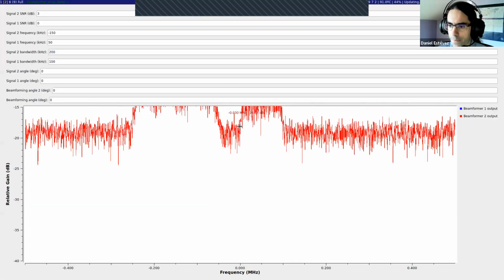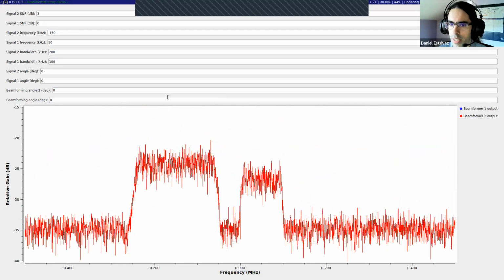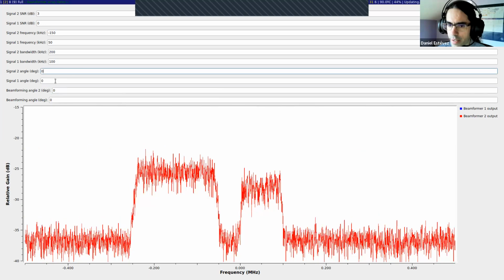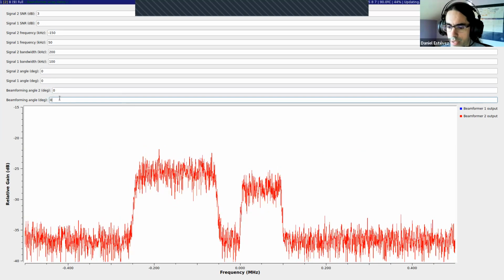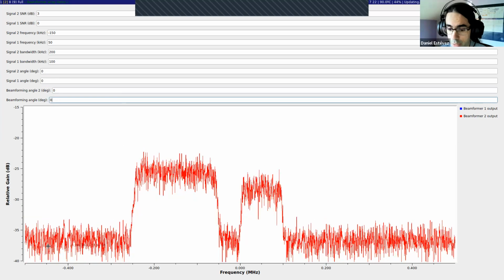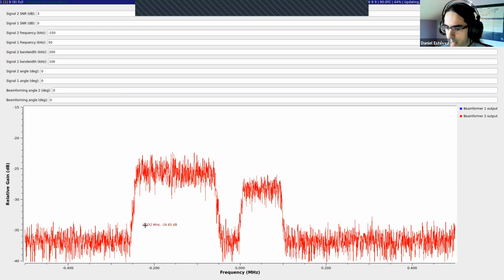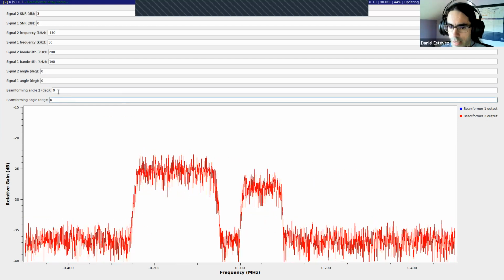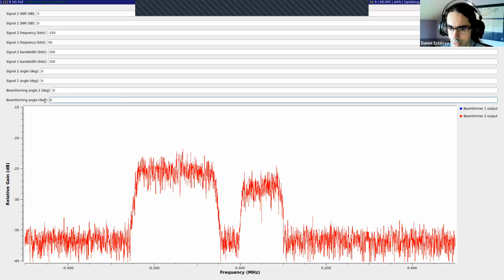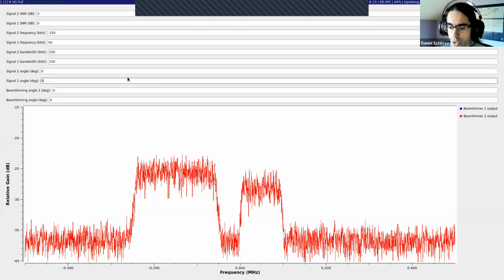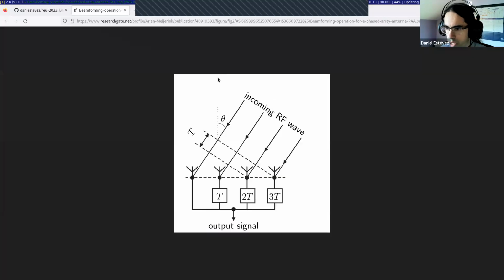So if I run this at the moment, all the angles are equal to 0. So that means the beamformers are both pointing to the signals. The output is the same. You can see the blue line is below the red line, and the outputs are exactly the same because the outputs only depend on beamforming angles, and now they are the same. And the signal angles are also 0 degrees, so that corresponds to both signals being overhead the array, and we are pointing the beamformer also overhead.